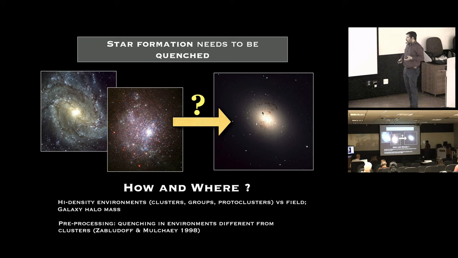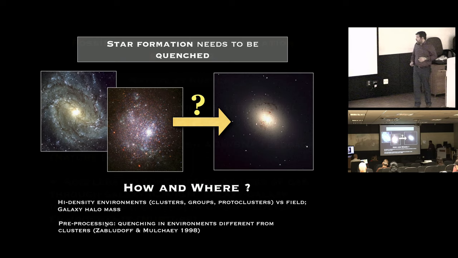So there is the question of where, in what kind of halo, right? And the how points to the detailed process that is responsible for that, but also where we should probably tie that to the when. And when we start thinking about when exactly this happens, then we are entering this issue that is called pre-processing: that galaxies may actually be transformed even outside the clusters, before they become part of a large overdensity.